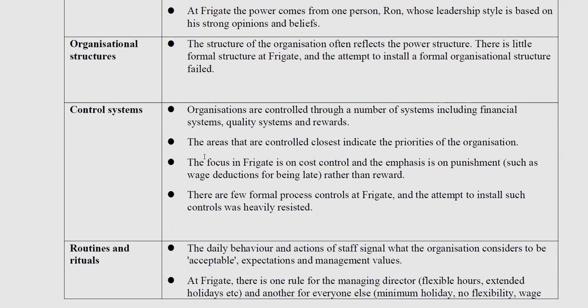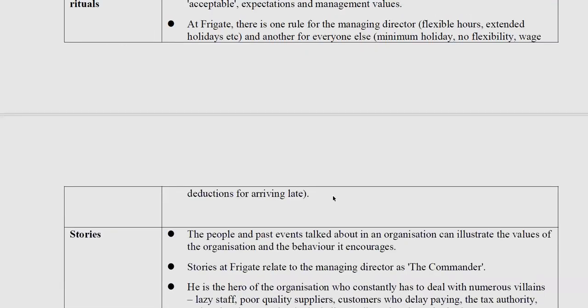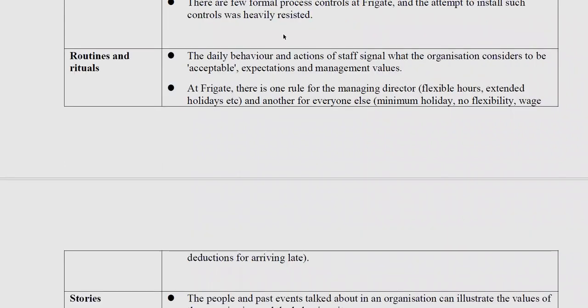Now, rituals and routines. The daily behavior and actions of staff signal what the organization considers to be acceptable, expectations, and management values. At Frigate, there's one rule for the managing director: flexible hours, extended holidays, and another for everyone else: minimum holiday, no flexibility, wage deductions for arriving late. So the rituals and routines for Ron, everything is cool. It's flexible for him. He can do whatever he wishes, but with you, it is not possible.